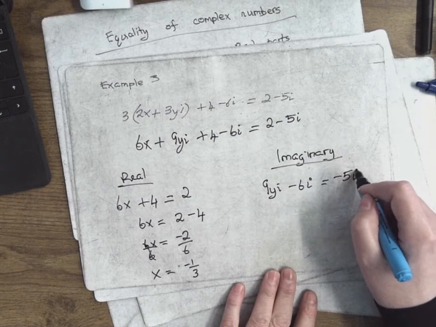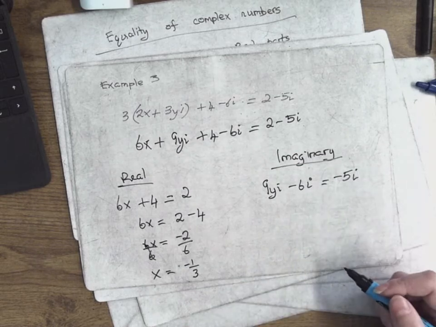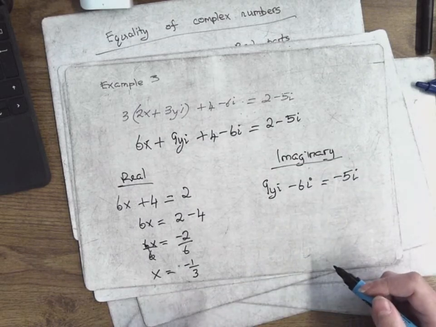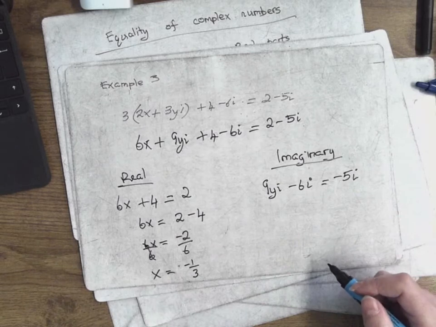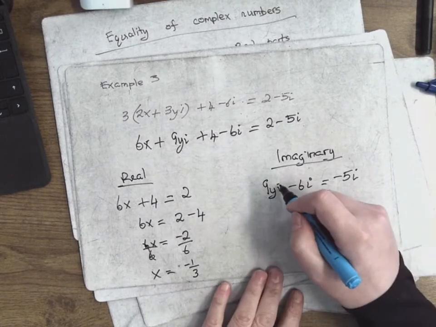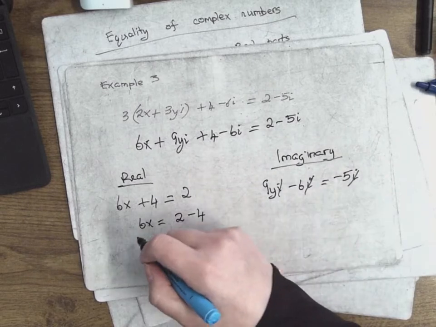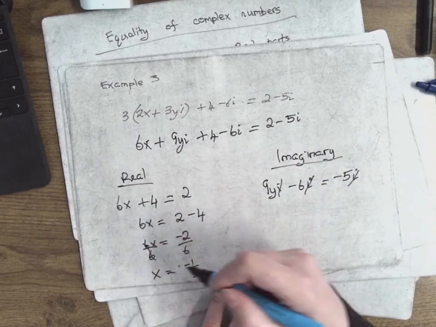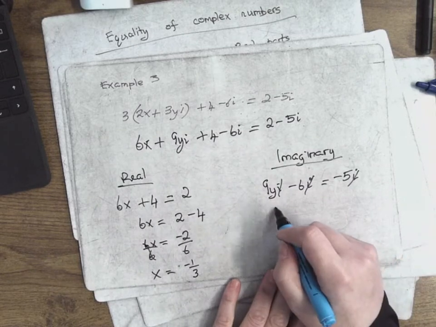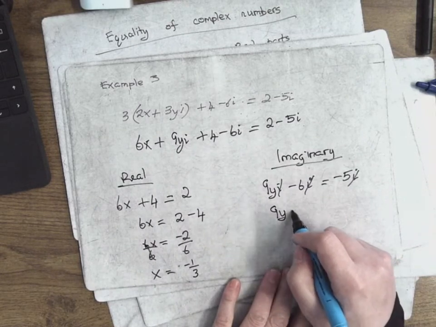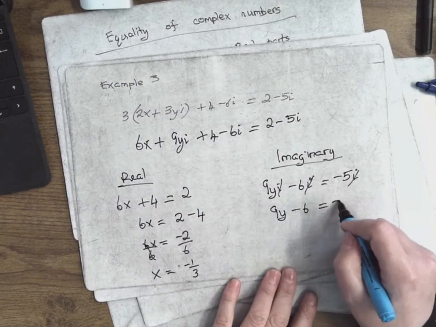So how do you know the imaginary bits? They've all got an i in it. i for imaginary. So when you've got the imaginary bits, what can you do? There's an i in every single one of them. And if there isn't, it's because they should be over there. If there's no i in them, they should be over here with the real. So I'm left with 9y minus 6 equals minus 5.